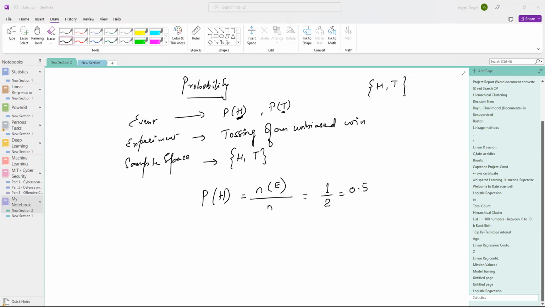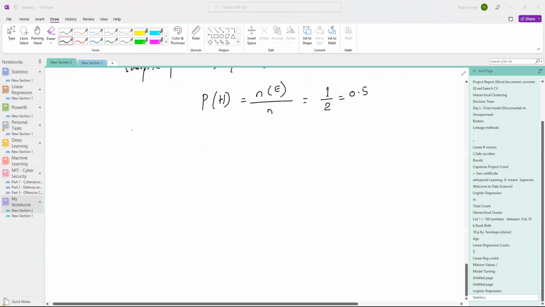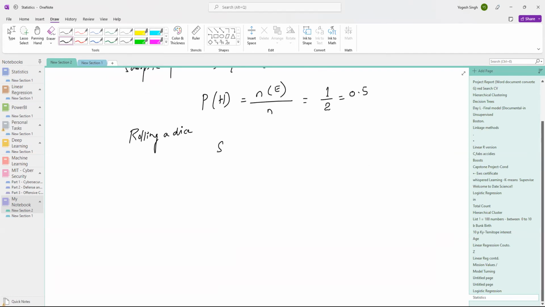Yes. No, sir. Okay. Now, let's say I talk about rolling a die. इसका sample space क्या होगा? 1 to 6. And if I want to find out what is the probability of occurrence of 3, so how many ways 3 can occur? 1 divided by the total number of elements in the sample space, which is 6. This is how a probability is calculated.